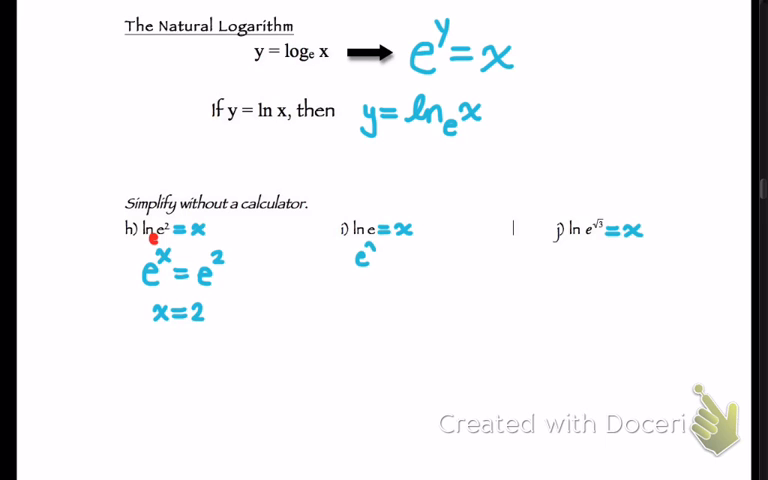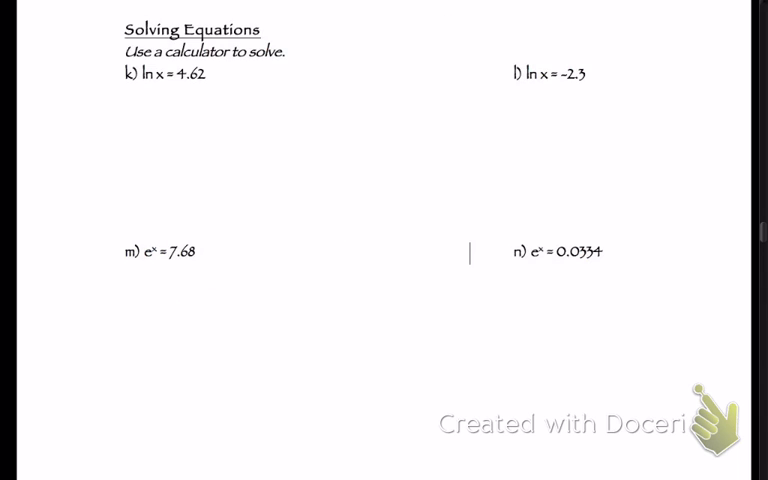Letter I, same deal. Rewrite it as an exponent. Obviously, x equals 1. Letter J, same deal. And obviously, x equals the square root of 3. So hopefully, very simple, as long as you remember inverses of each other. So take a look. I gave you some to try. In this case, I gave you a natural log. So I'm going to go a little bit quicker because you should have an understanding right now.